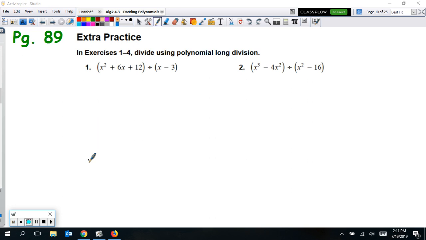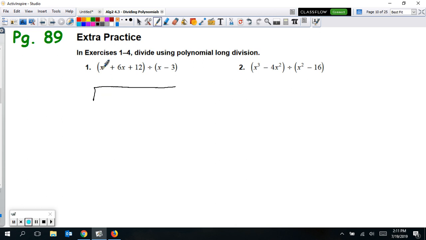Okay, so on page 89, we start our extra practice. We're dividing these polynomials with long division. So you have a trinomial divided by a binomial here. And so we're going to use our long division bar. And so we'll first put that down. And what's first is going to go underneath.